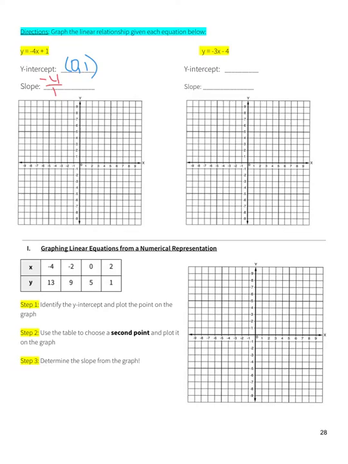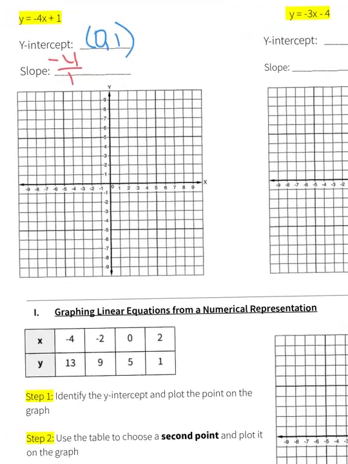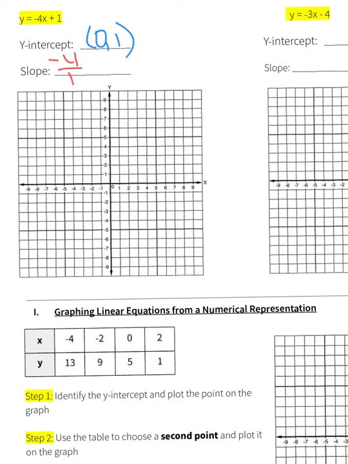Now that I have my slope and my intercept identified, I can go ahead and graph. My y-intercept is 0, 1, so I'm going to put the point on 0, 1. And then my slope is -4 over 1, so that means I'm down 4, 1, 2, 3, 4, and I'm over 1. So my next point would go there. And then last, I connect the points. All right, try the next one on your own.